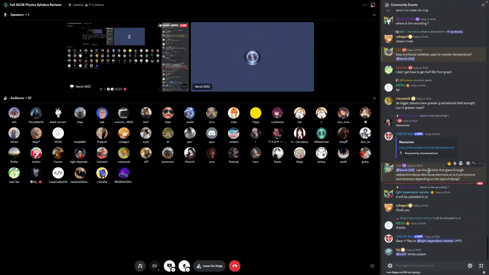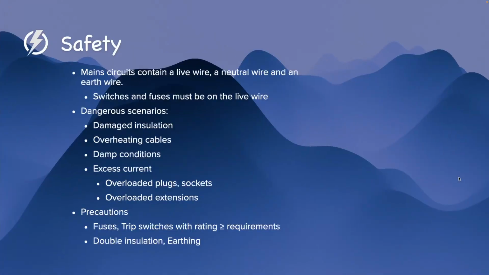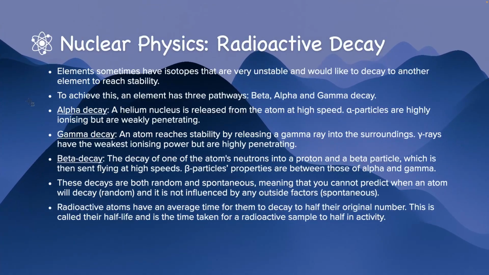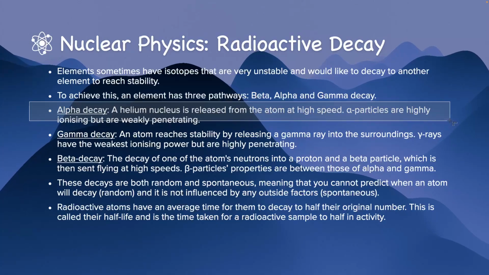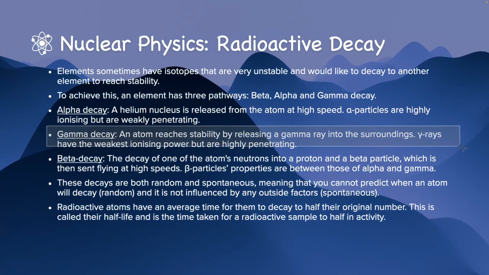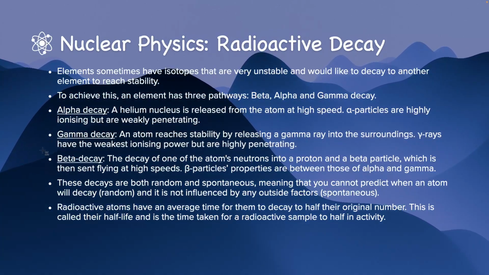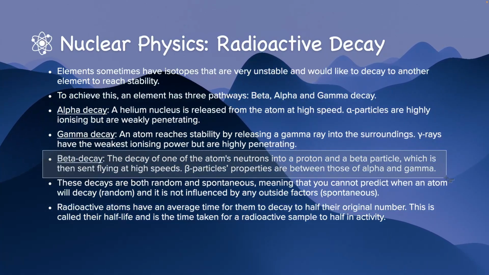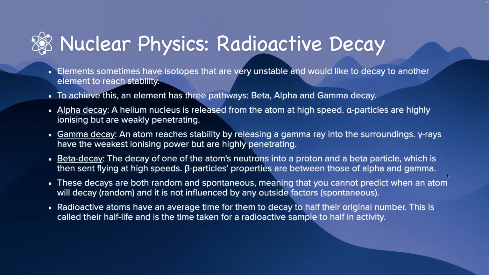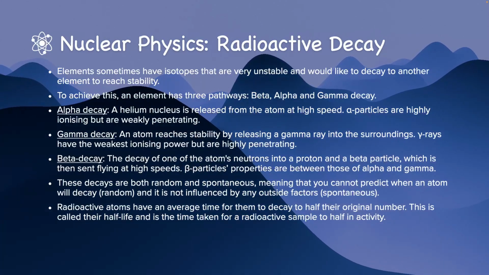Yes. Can the particle that goes through radioactive decay also lose electrons, or is it just protons and neutrons? Okay, so let me just explain the three types of decay real quick. In alpha decay, the nucleus loses two protons and two neutrons. In gamma decay, it doesn't lose any mass really. In beta decay, it loses a neutron, but it gains a proton. So that's when a neutron is converted into a proton and a beta particle, which is your electron.